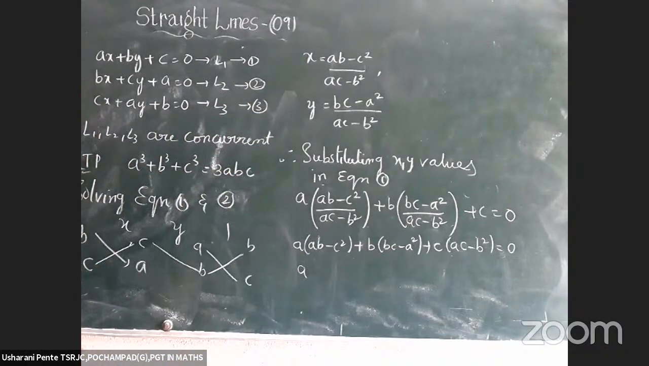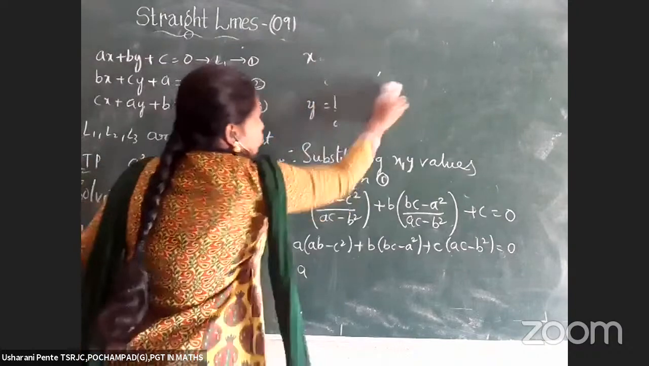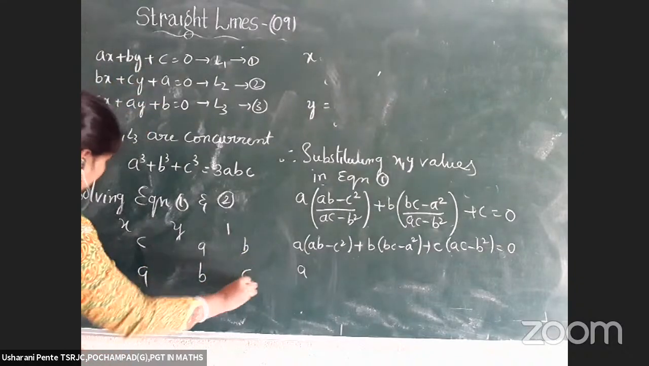So we have solved BC, CA, AB. Sorry, here we have taken equation 3 and equation 2. So, solving equation 1 and 2, we got what? BC, CA, AB and BC.